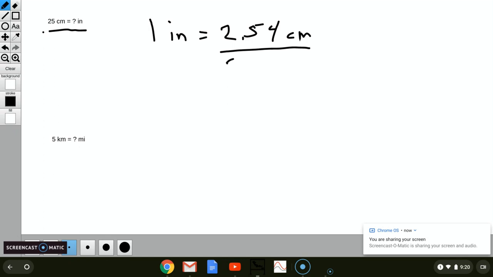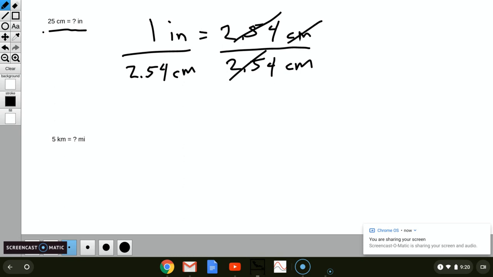Okay. Now, what's really cool, if we do a little algebra to this, something that's totally allowed is, let's divide each side by 2.54 centimeters. When we do that, everything cancels and this whole side becomes 1. So this is mathematically equal to 1. I know it looks a little strange. Numerically, it's not equal to 1.